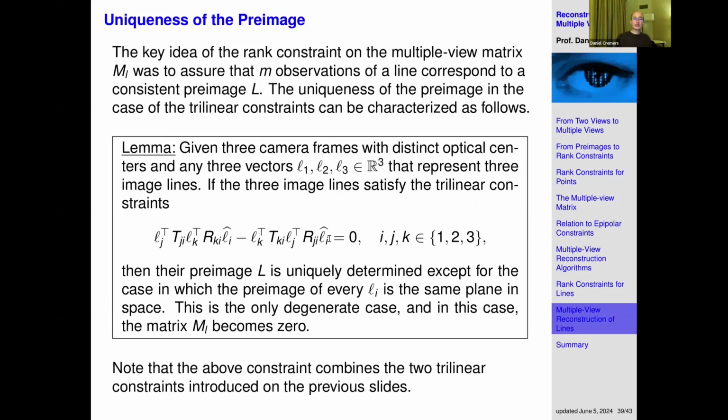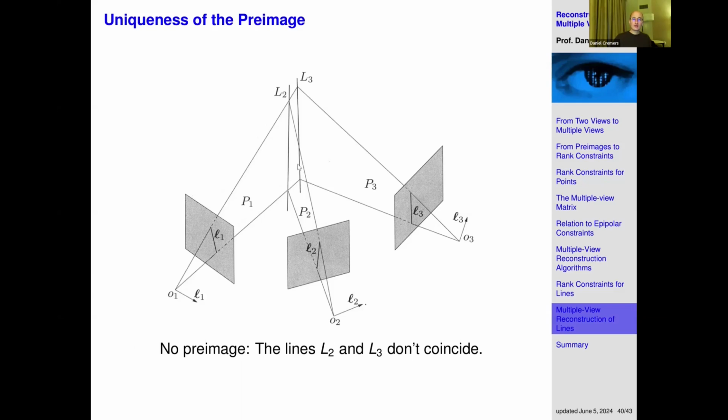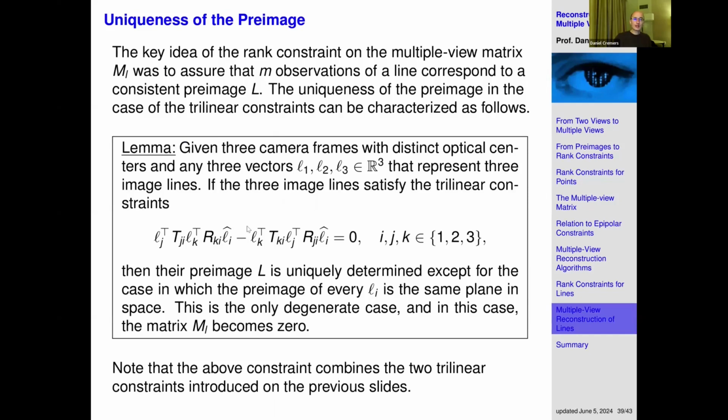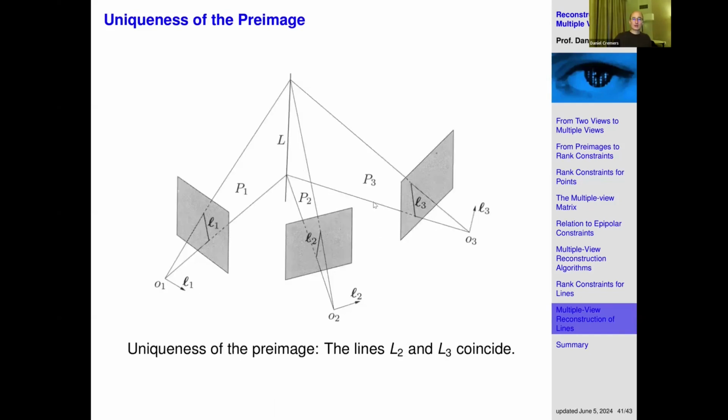So again, we see that just looking at pairs of images is not sufficient. Even in the case of line observations, by looking at pairs of images, we cannot assure that the pre-images coincide in the same line, but once we consider 3 images at a time, then we can assure that there is a unique pre-image.